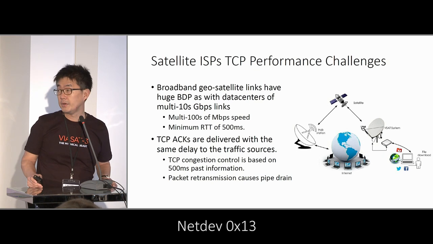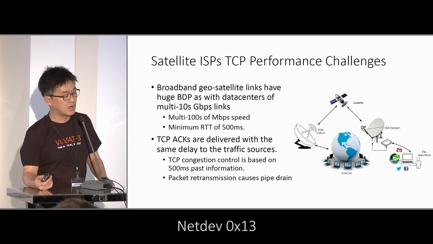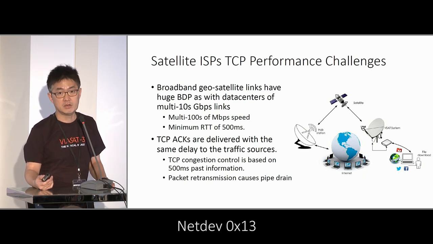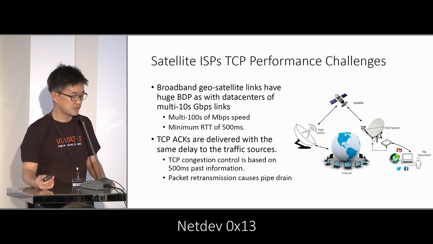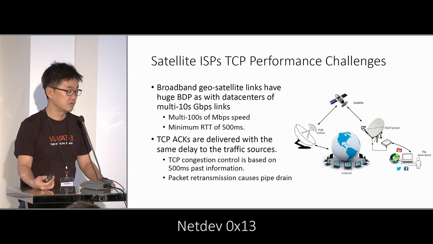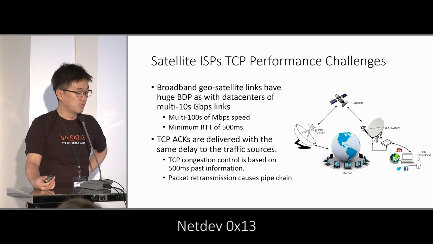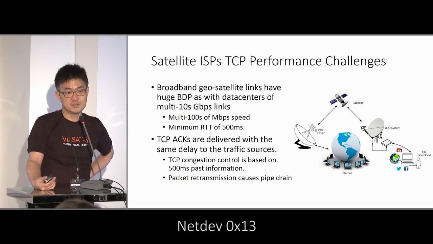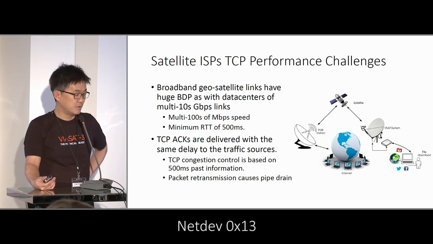So I'm going to talk a little bit about what we do, and why we need TCP performance monitoring. If you look at this picture, one of the things we provide is broadband geosatellite link based internet services, which provides hundreds of megabits per second of speed with more than 500 milliseconds of RTT. That gives us a huge BDP, which is very hard to manage.